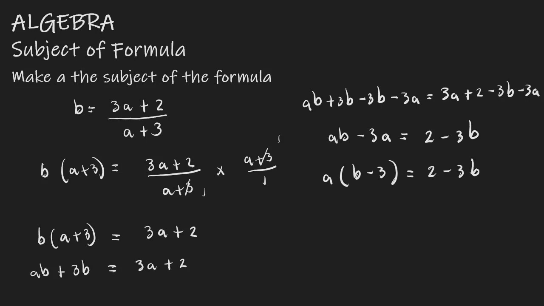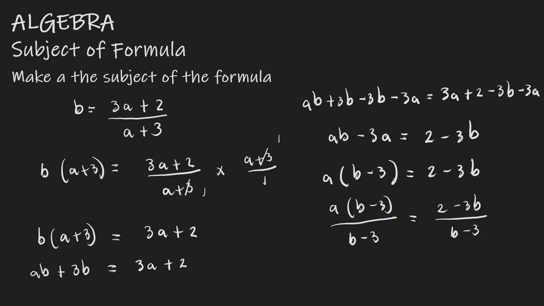I want to make a the subject of my formula, which means I need to remove b minus 3, and b minus 3 is multiplied to a. So I need to use the opposite operation to multiplication, which is division. So I get a times b minus 3 divided by b minus 3 is equal to, whatever I do on the left, I must do on the right, 2 minus 3b divided by b minus 3.